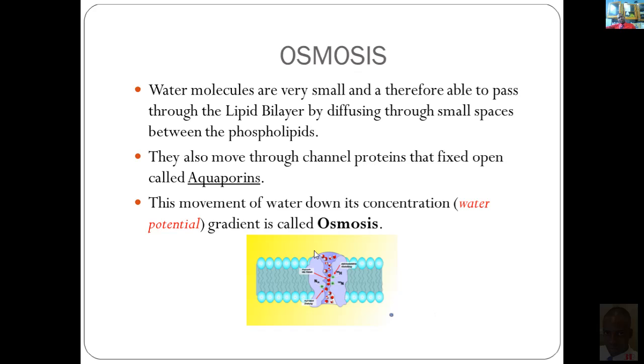So aquaporins are really some fixed open channels through which water molecules move. Alright, now we're going to make it a little bit more tricky for you. When we say that this movement of water down its concentration gradient, and if you notice I have in brackets here water potential, because we're going to be using this term now. So I'm introducing this term to you, water potential. Right? So water moving down its concentration gradient is called osmosis.